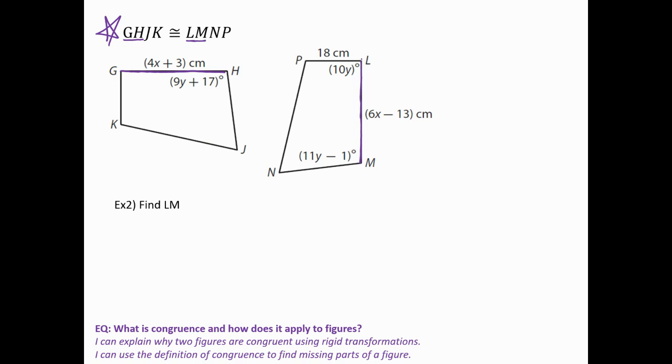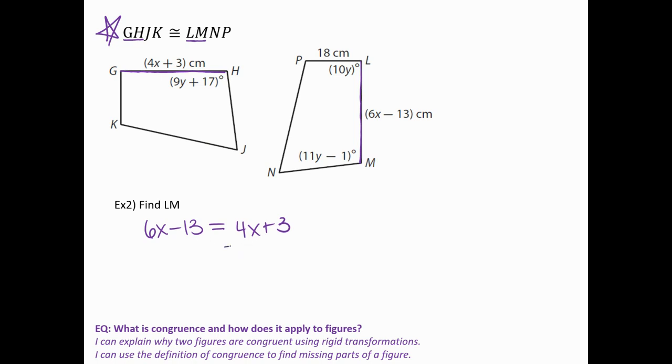LM and GH. Which means that even though they don't have a value in terms of a specific number, we know that those two sides are congruent, so their measures are equal. So I can set up an expression for LM, which is 6x minus 13, and say that it is equal to GH, which is 4x plus 3. At that point, that's the geometry part of the question. Now I get to practice some algebra.